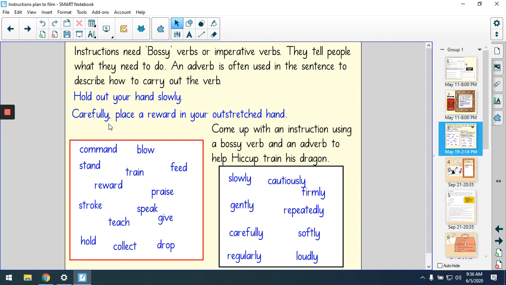And look at what happens when we have it at the front. We need to have a comma after it. Carefully, place a reward in your outstretched hand. So we could have done the same with this top sentence here. Slowly, comma, hold out your hand.